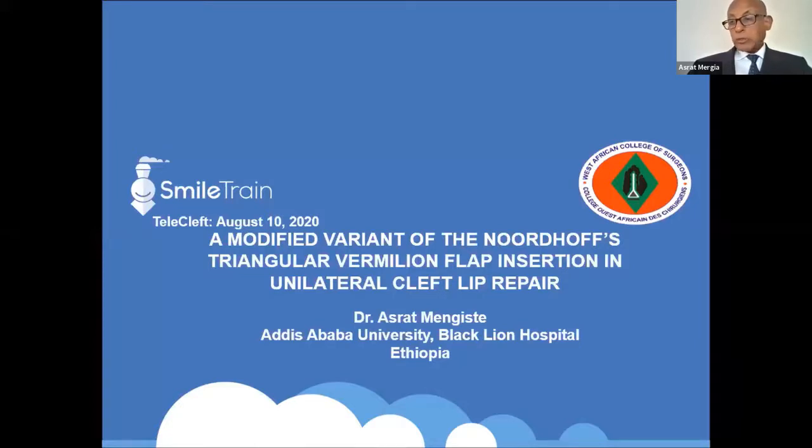After Noordhoff, surgeons have come up with modifications of Noordhoff's vermilion triangle so that we get a good, full, and symmetric lip. So I will also discuss all those people who have modified it, the way they modified it, and we'll finalize on the current status of the vermilion repair.